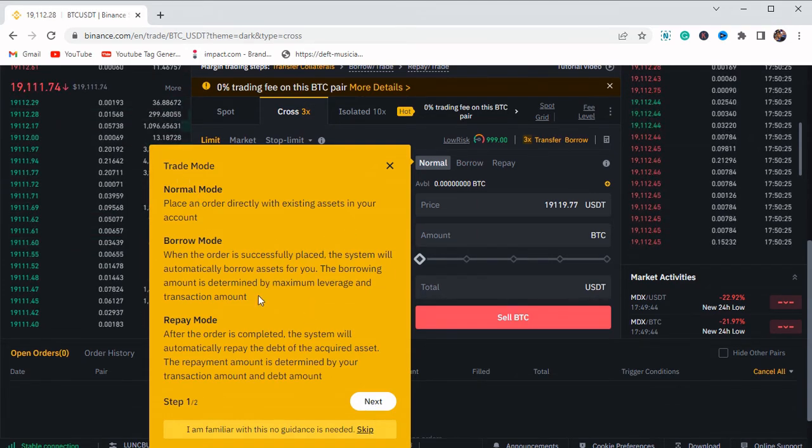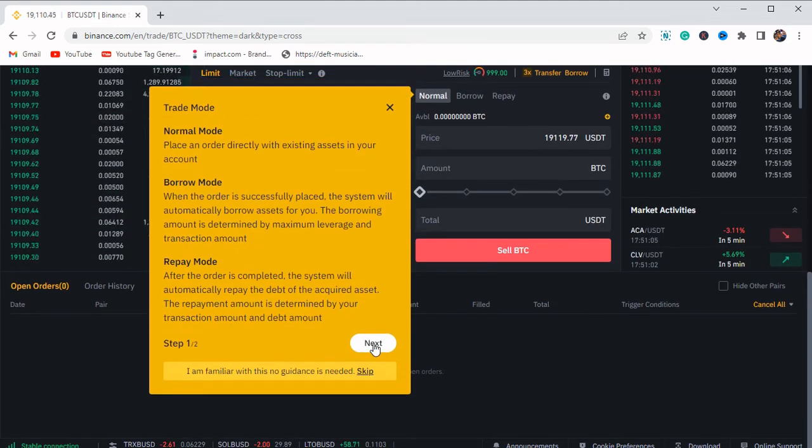Binance is giving us tutorials again. So just read through. I'll try and read it through for you guys to understand. Trade mode, normal mode: place an order directly with existing asset in your account. Borrow mode: when the order is successfully placed, the system will automatically borrow asset for you. The borrowing amount is determined by maximum leverage and transaction amount. Repay mode: after the order is completed, the system will automatically repay the debt of required asset. The repayment amount is determined by your transaction amount and debt. Okay, so let's go to the next one.